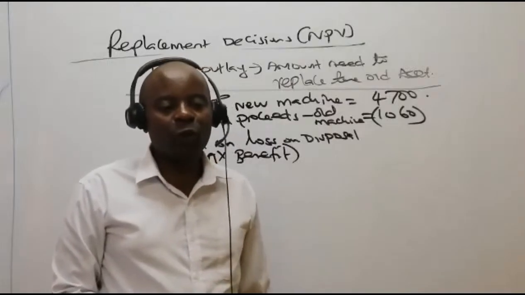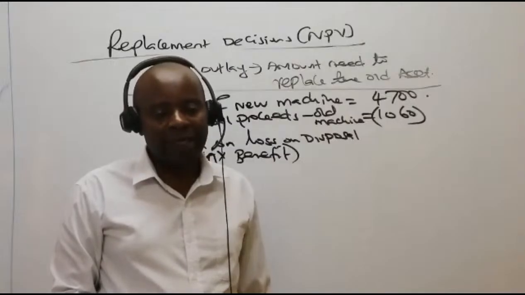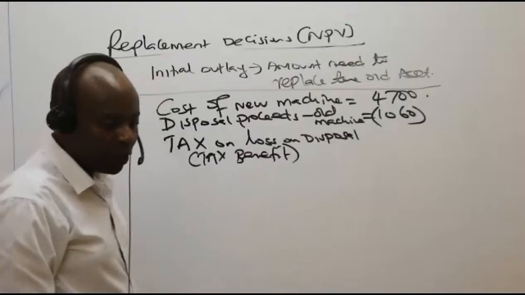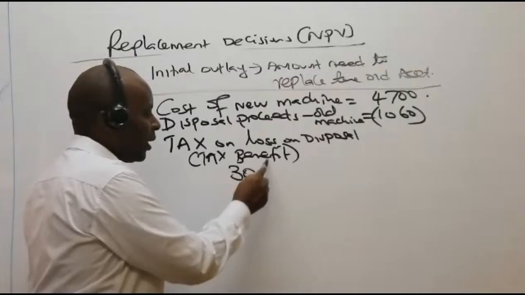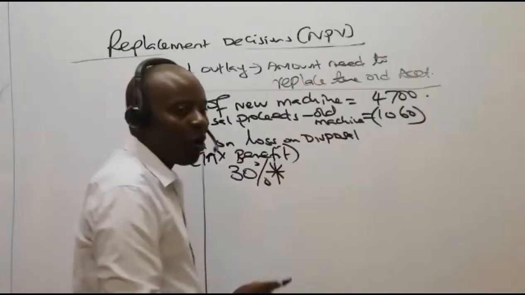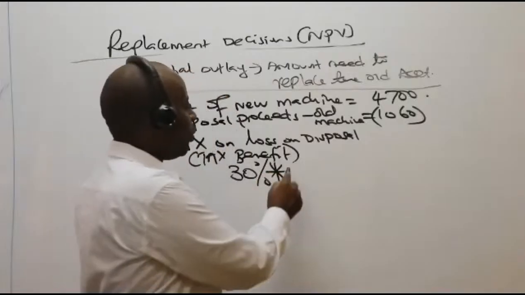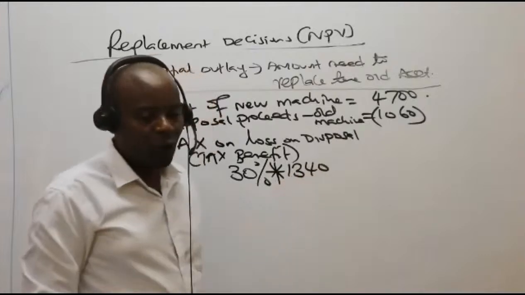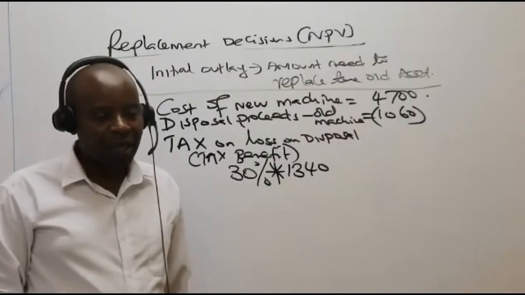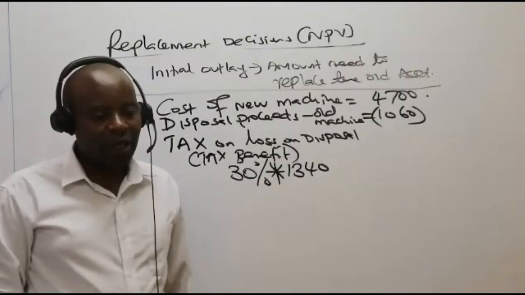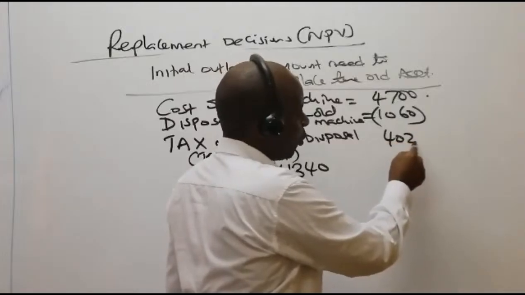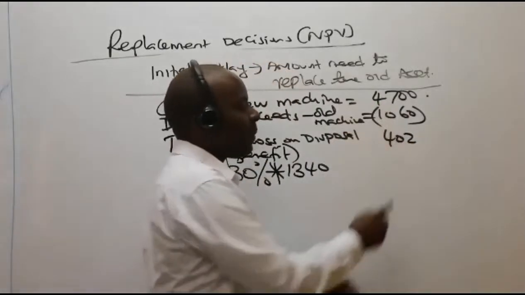So, ladies and gentlemen, then we need to know the rate of taxation given by the examiner. Somebody is telling me it is 30%. So 30% of the loss on disposal. You gave me a figure of 1340 for the loss on disposal, which gives me 402.